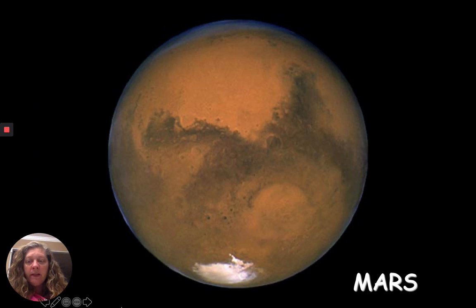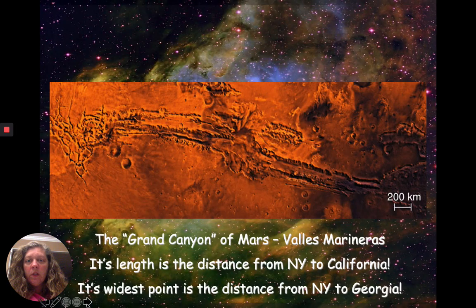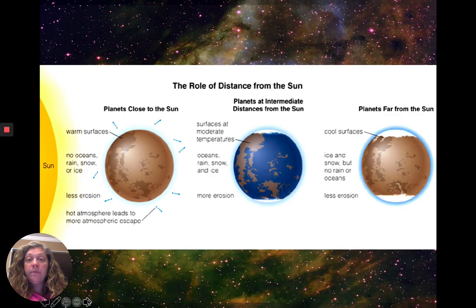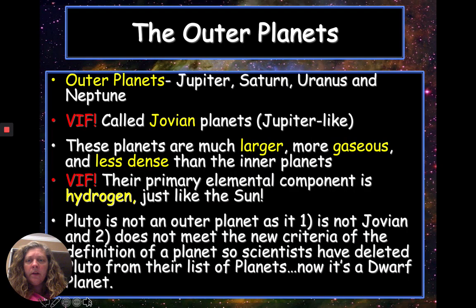There's Mars. Mars does have an ice cap at the southern pole. There's a really big canyon on Mars called the Valles Marineris. That's an actual photo of the surface of Mars taken by one of the Mars rovers. We'll talk a little bit about Goldilocks planets another time.